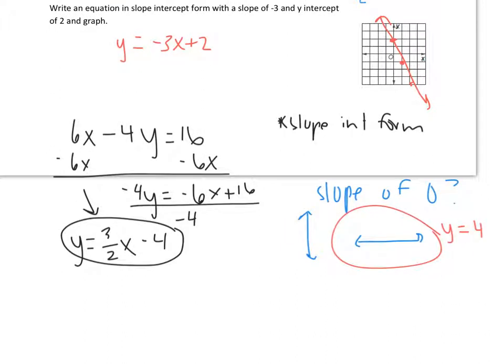Or what if we had an undefined slope? Now knowing that a slope of 0 is a flat line, undefined is a straight up and down line, so that would be written in the form of something like x equals 4, where it would be on the x-axis at the value of 4 and be a straight up and down line. So some few things to add to your notes before we move on to the next page.